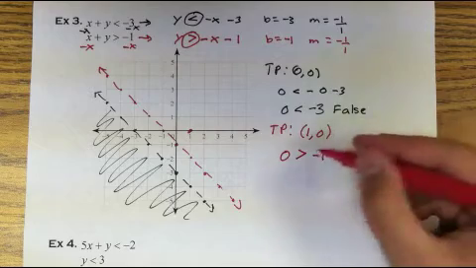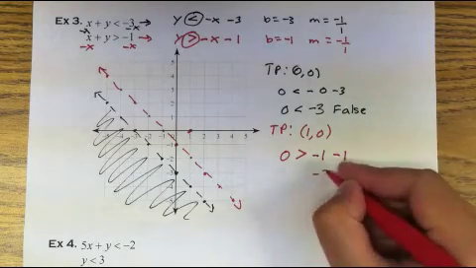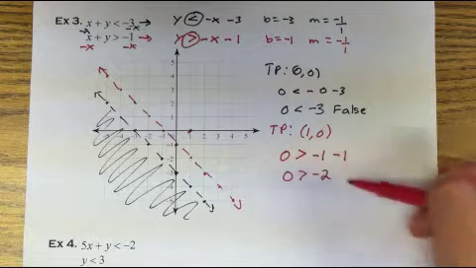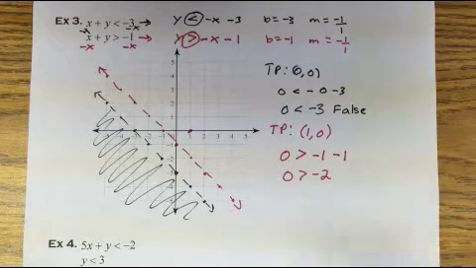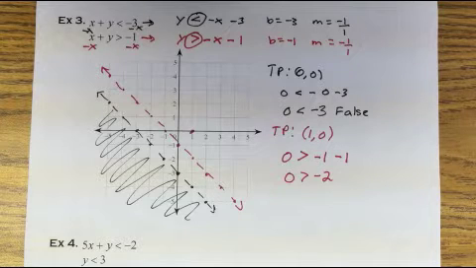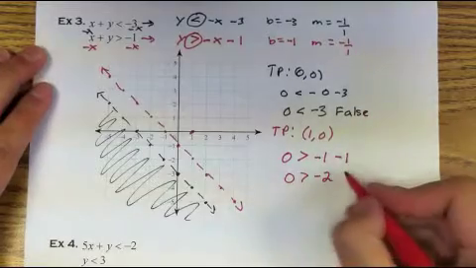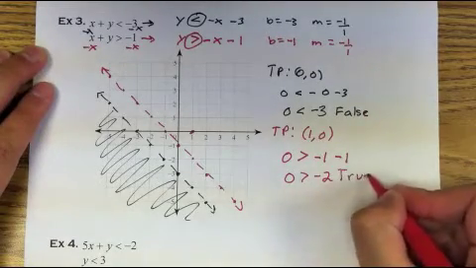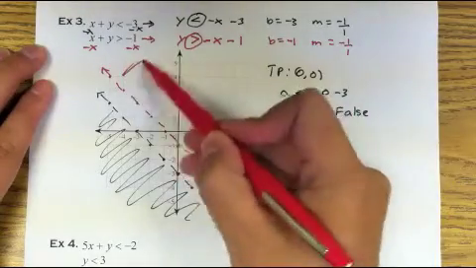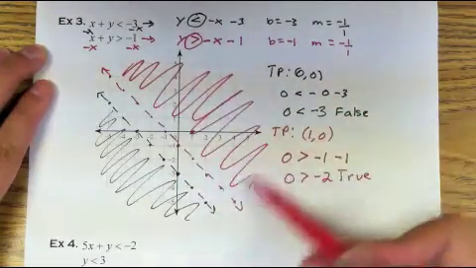Okay, let's simplify. -1 minus 1 gives us a -2. Is 0 greater than -2? Think about it on the number line. Is it bigger than it? Yep. So this is a true statement, so do we shade the true side? Absolutely, you always want to shade the true side. So that's located on this side.